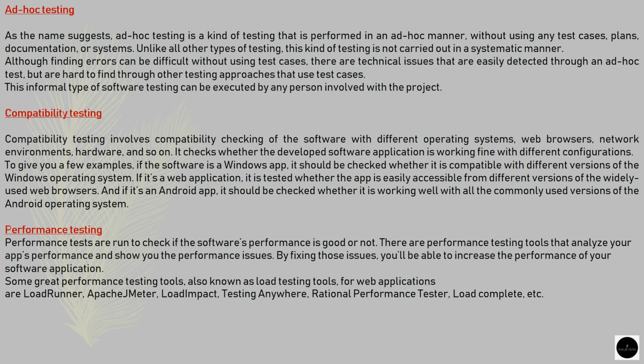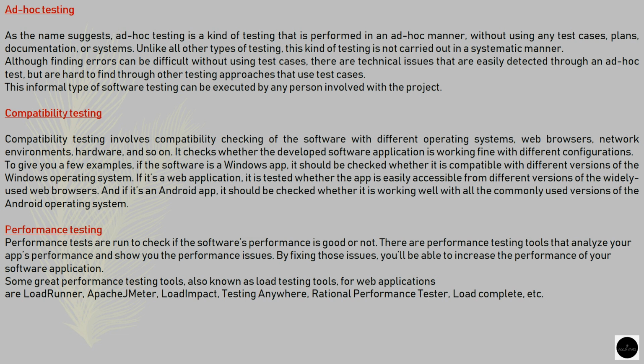Compatibility testing. Compatibility testing involves compatibility checking of the software with different operating systems, web browsers, network environments, hardware, and so on. It checks whether the developed software application is working fine with different configurations. To give you a few examples, if the software is a Windows app, it should be checked whether it is compatible with different versions of the Windows operating system. If it's a web application, it is tested whether the app is easily accessible from different versions of the widely used web browsers. And if it's an Android app, it should be checked whether it is working well with all the commonly used versions of the Android operating system.